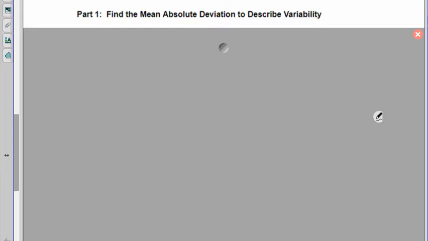You can turn the page and you should see part 1 that says find the mean absolute deviation to describe variability. So let's break this down. You know what mean is, right? Mean is the average. Add them up, divide by the number of scores.